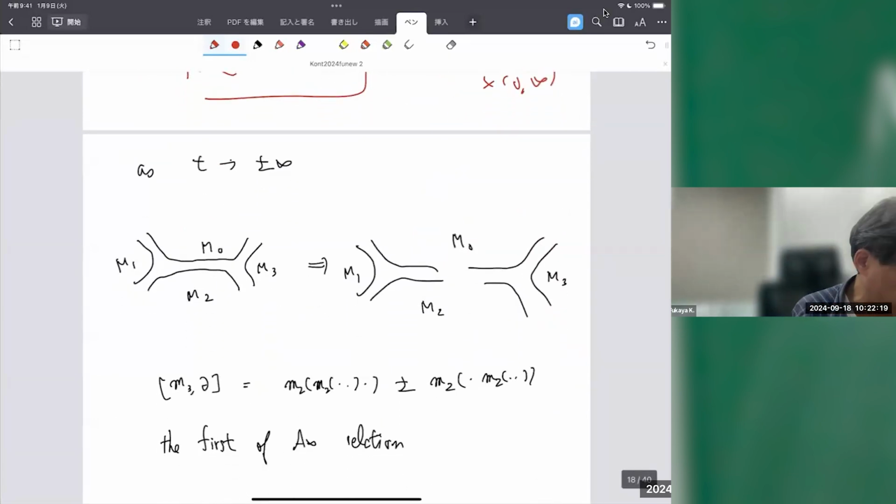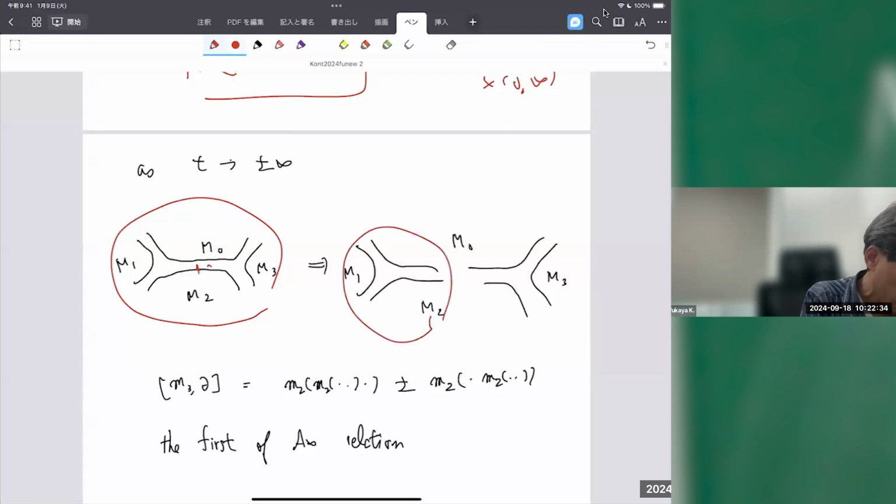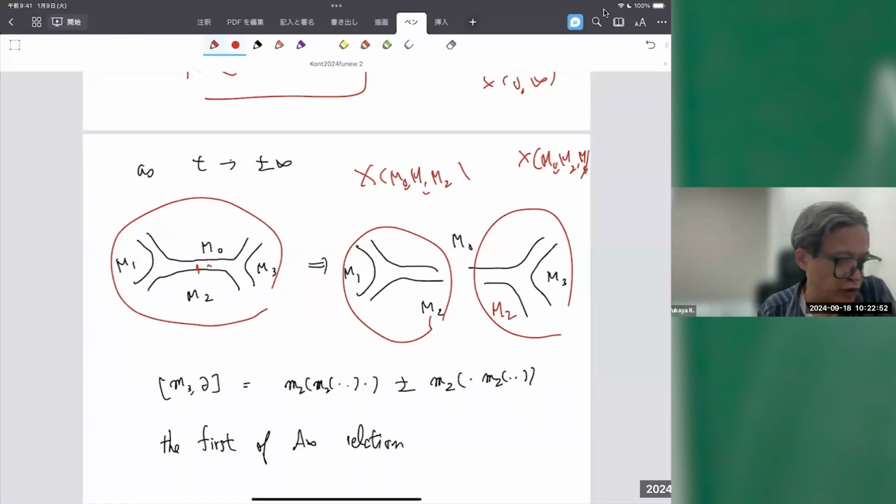Because we see this picture is very much similar to the associativity of product in Lagrangian Floer theory. So we have this metric. Then as t goes to infinity, this part goes to infinity. So this becomes a union of two different things: this is X(M0, M1, M2), and this is X(M0, M2, M4). So if you have this instanton here and here, then you can glue them together, and then it goes up, and then you have another break.